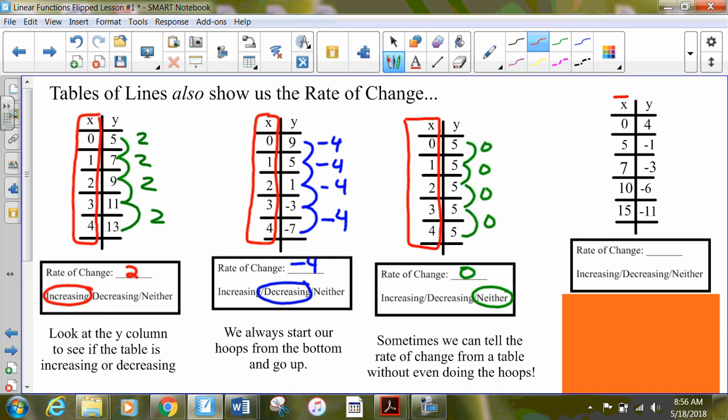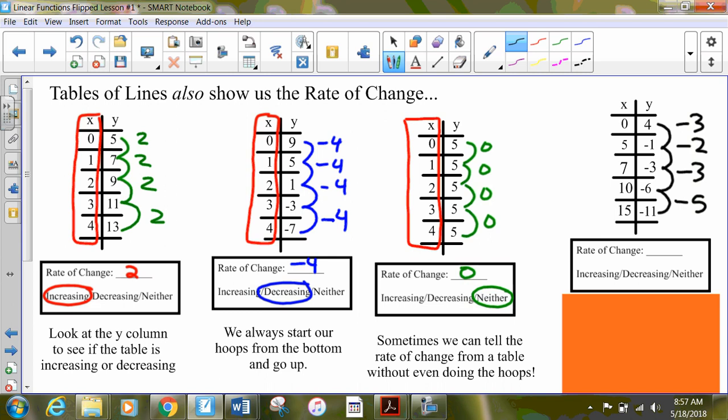But with this, the x column is not increasing. All the x values are not increasing by 1. The first one goes from 0 to 5, and then 5 to 7. This is crazy. So what it means is we have to do the hoops with this one. So we're going to do the hoops on the right. -11 minus a -6. That's going to be what? -5. Now -6 minus a -3 is -3. -3 minus -1 is -2. -1 minus 4 is -3. And we're like, uh-oh, no, this doesn't look good.